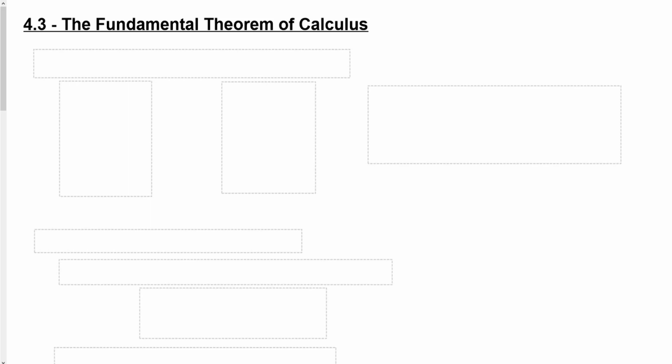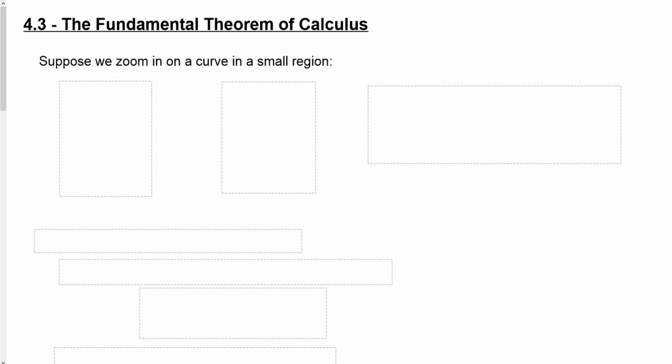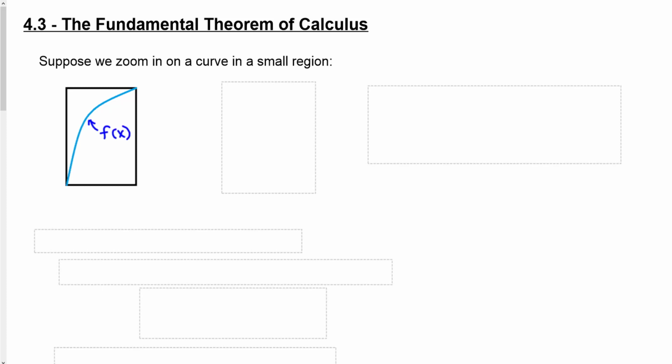In this lesson, we're going to discuss the fundamental theorem of calculus. Suppose we have a curve and we zoom in on that curve in a very small region. So for instance, here's my zoomed in region. The blue curve itself is f of x. And this is just 2 points that happen to be along the curve.